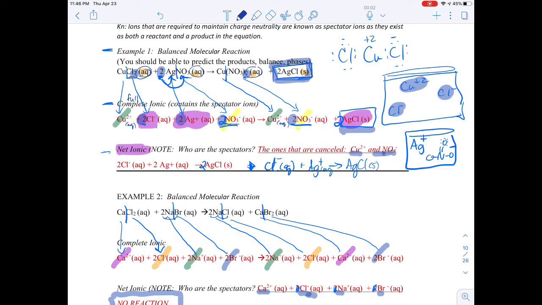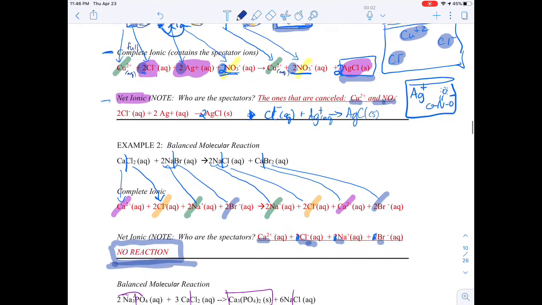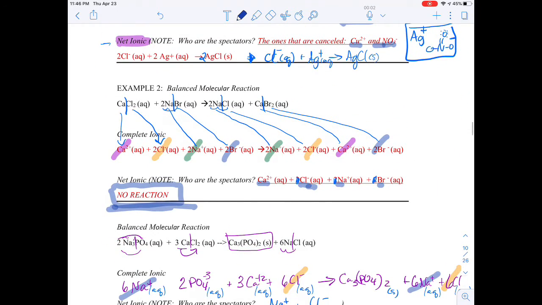Then the spectator ions are the ones that you cross out. That's Cu and the NO3. It's when they have something on both sides. And then you end up with your net ionic. As long as you have a net ionic, we say the reaction is going to go. But if everything cancels out like here, then it's no reaction, and everything is a spectator.